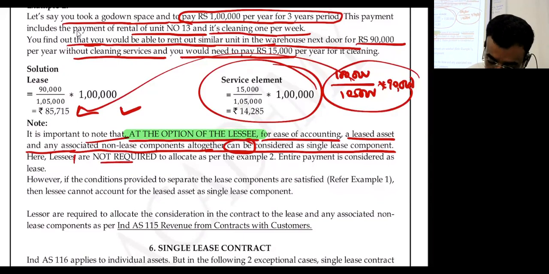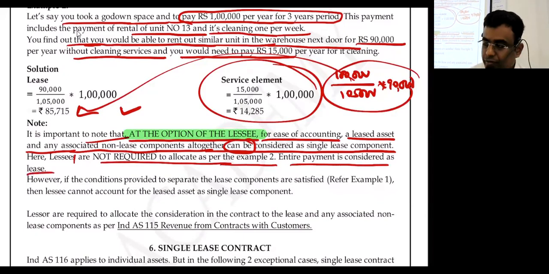If so, the lessee is not required to allocate, as per example number 2. The entire payment is considered as a lease.